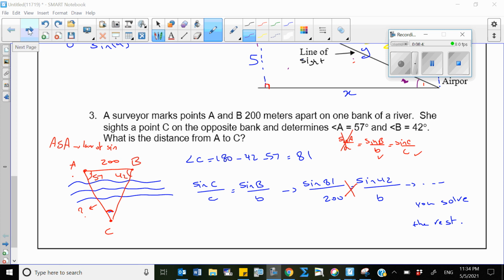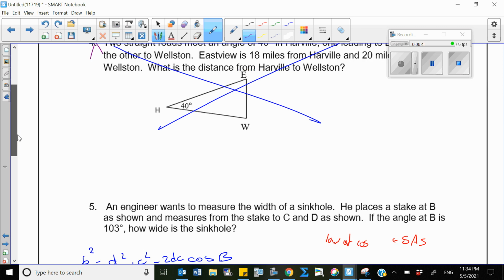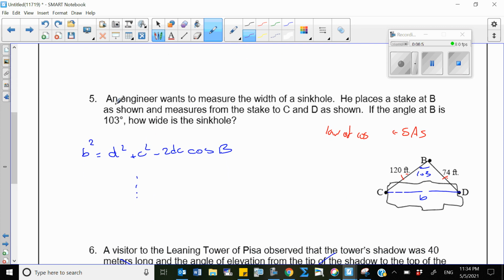Now let's go to the next part. We're not working on question number 4. Question number 5 says an engineer wants to measure the width of a sinkhole. He places a stake at B as shown here and measures from stake to point C and D. If the angle B is 103 degrees, how wide is the sinkhole? So here we have a triangle that we have two sides. One of them is 120 and the other one is 74, and the angle between them is 103.